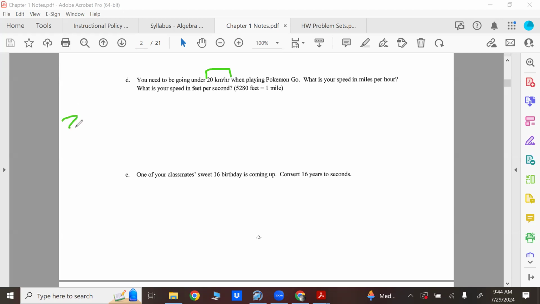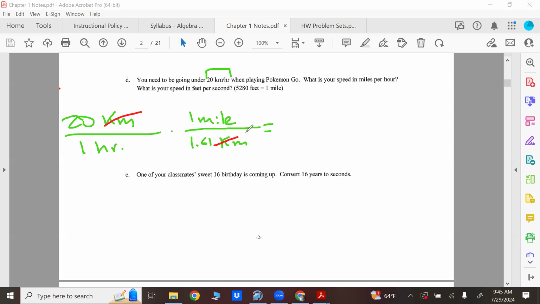how do you convert that to miles per hour? Here's what we do. Remember, it's 1.61 kilometers. And you don't have to worry about the time. So these go away. Know where that is. 12.422 miles per hour. Cool.